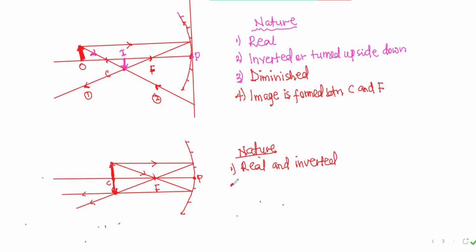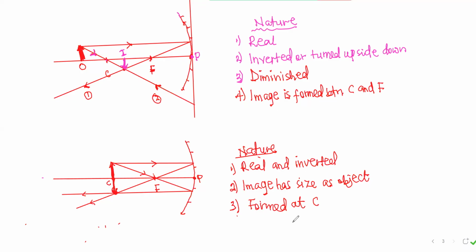Two. I've joined real and inverted. Go ahead, I'm listening. Two, it is the same size as the object. Yes, image has the same size as the object. Three, image formed at C, at the same location as the object.